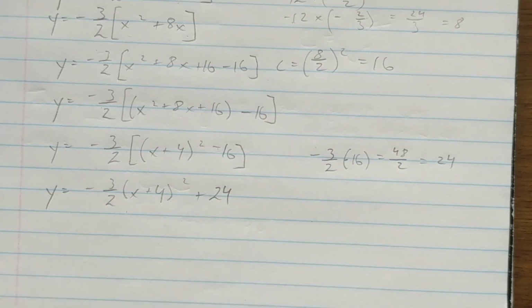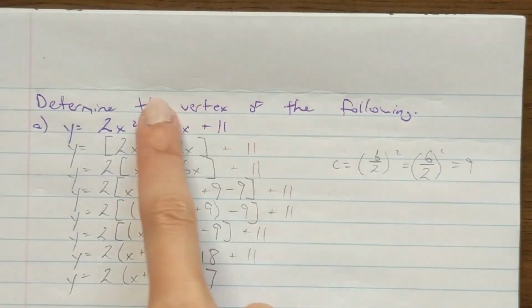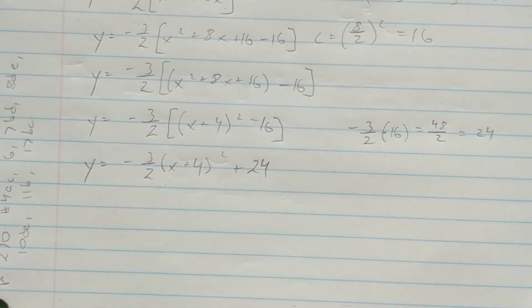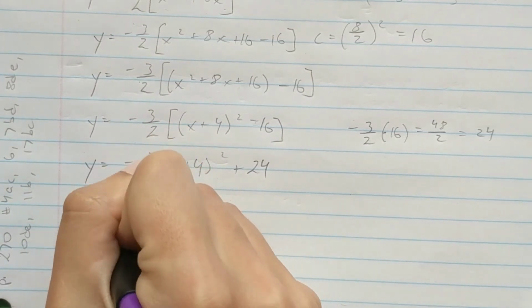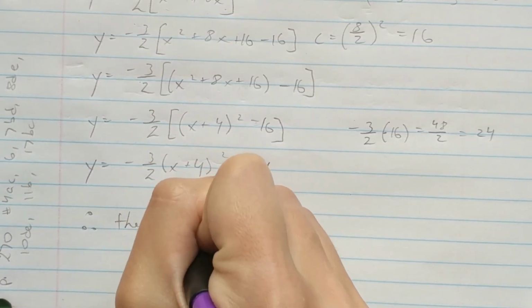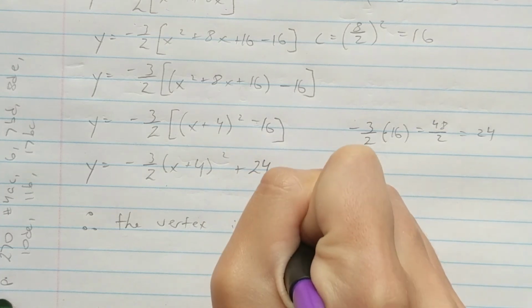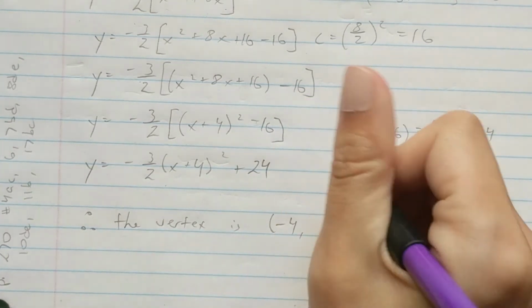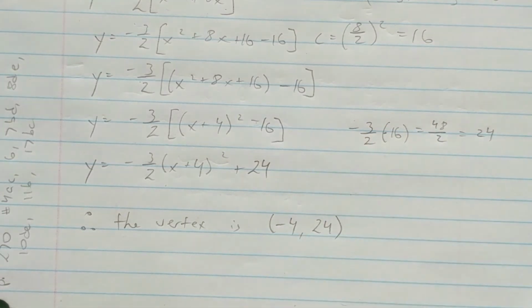And recall that the question was originally asking to determine the vertex. So what is our vertex of our parabola here? I just can write therefore the vertex is located at negative 4. Remember, it's the opposite of what's inside the bracket, comma, 24.